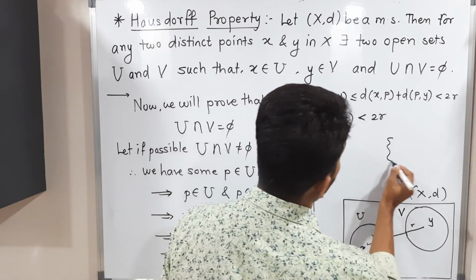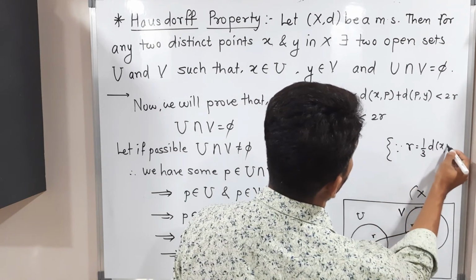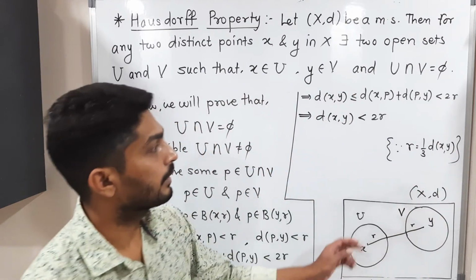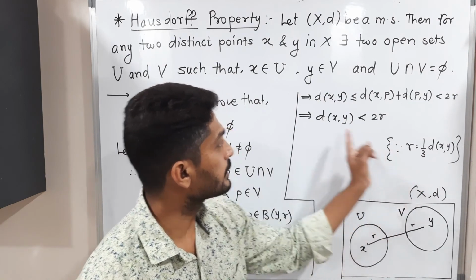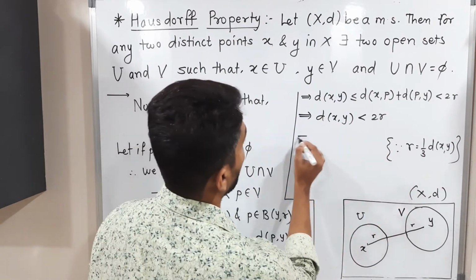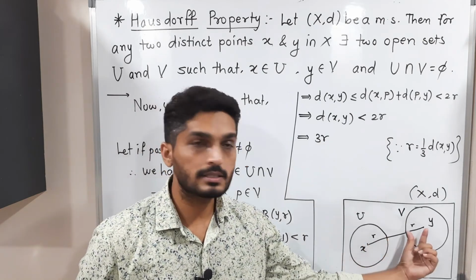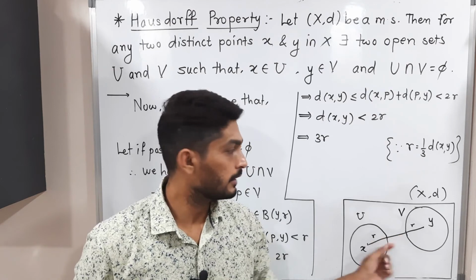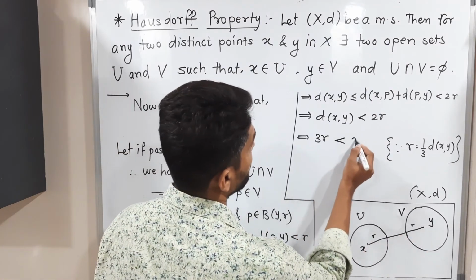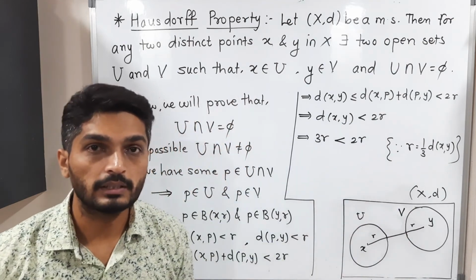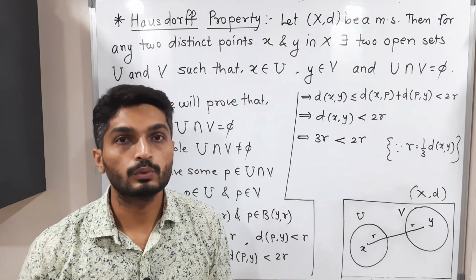But you remember the definition of r. r is 1 by 3 d(x,y). So d(x,y) is equal to 3r. Here also you can see this distance is r, this distance is r, and the middle distance is r, so the distance between x and y is 3r. So we get 3r less than 2r, which is not possible, since r is a positive real number.